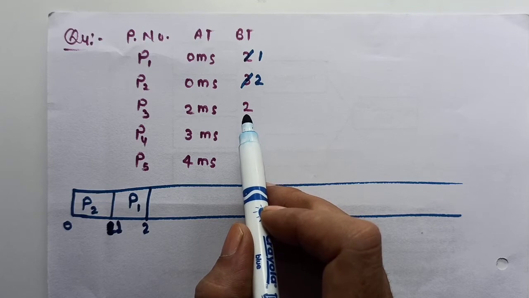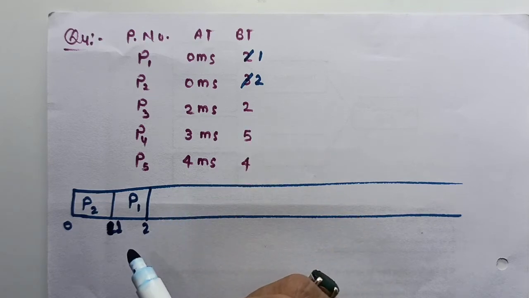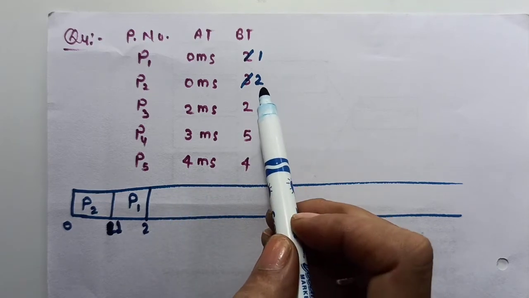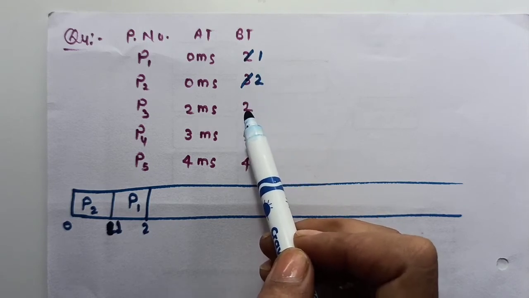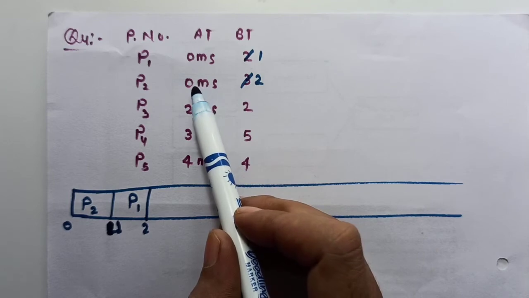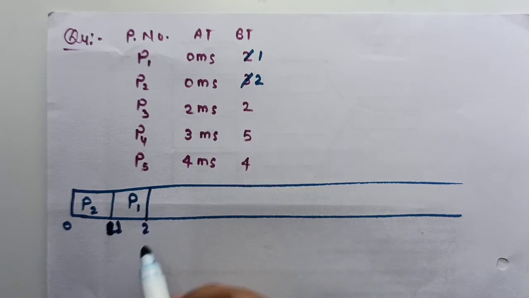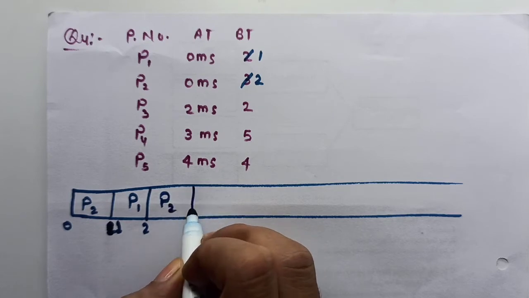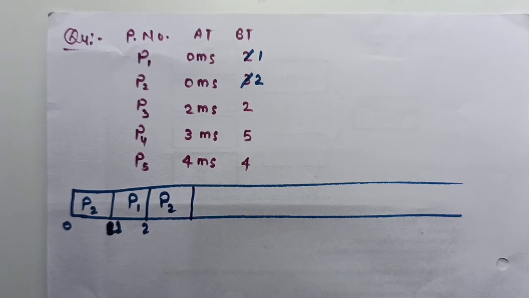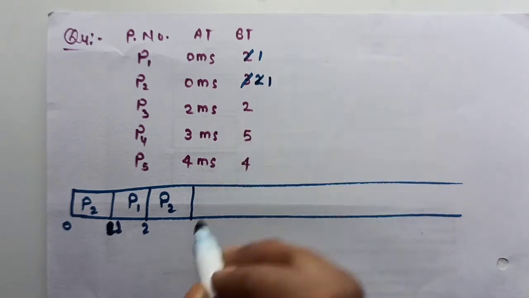Now see, which process to allocate next? There is a tie between process P2 and P3. Which process to allocate next? The process which has arrived first, right? So process P2 has arrived first, so process P2 will be allocated next. For how much time? For the next arrival time, that is 1 unit only.